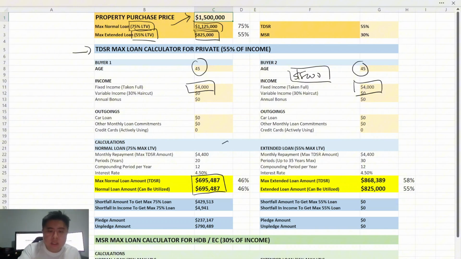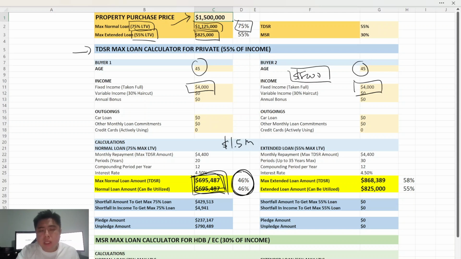But the thing is, now you're looking to buy a property worth 1.5 million, and 695,000, how much percentage is it? So it's only actually 46%. Right, so even though the max loan that you can get based on normal loan is 75%, but based on your age and your income, you're only able to get this loan amount, which is only 46%.